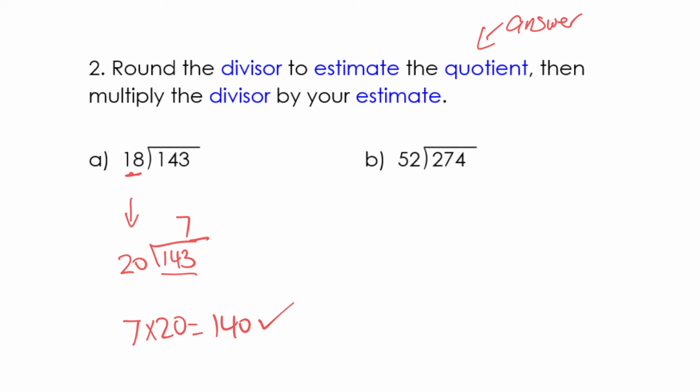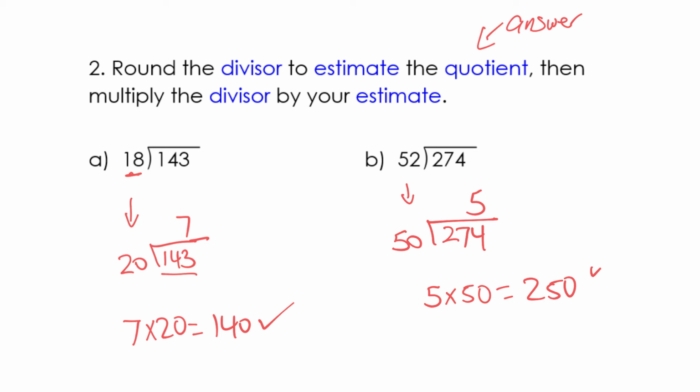So 52, this would change to 50. 274 stays the same. About how many times does 50 go into 274? It's about 5. So take 5 times 50. It gives you 250. The number stayed below. If we had done 6, 5 times 6, that would have given us 300, and we're over. So that's no good.